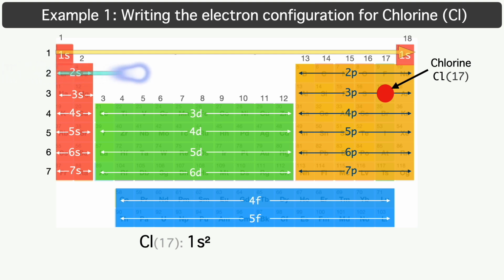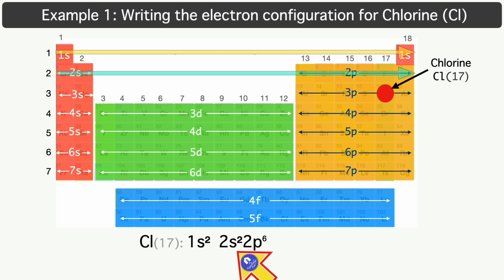Then fully traverse the period 2, which has 2 blocks S and P. Append 2s2 2p6 to the configuration, giving maximum electrons to both the subshells 2s and 2p.